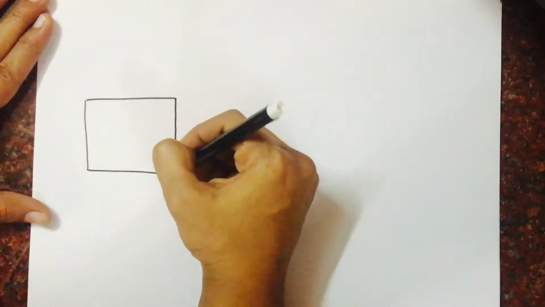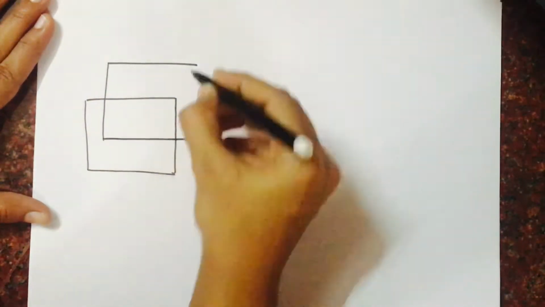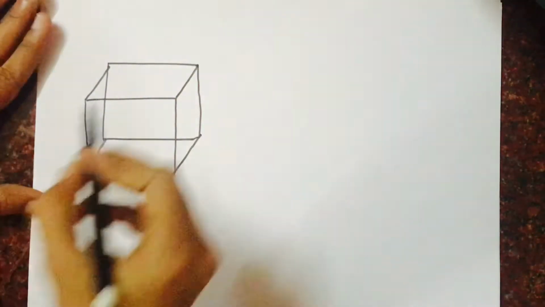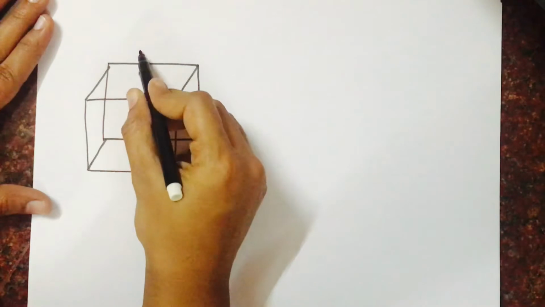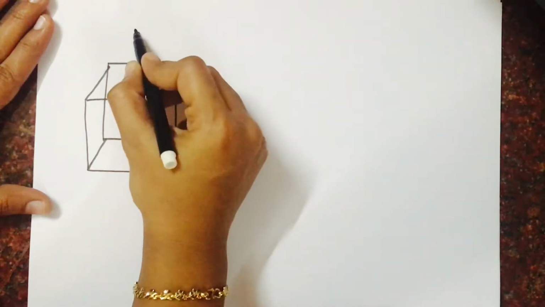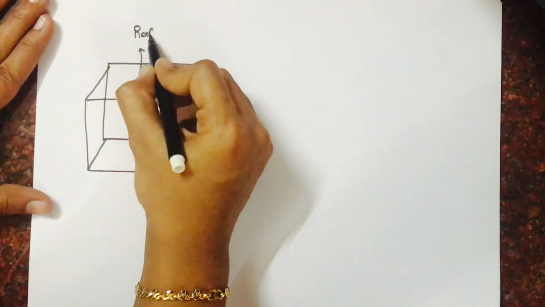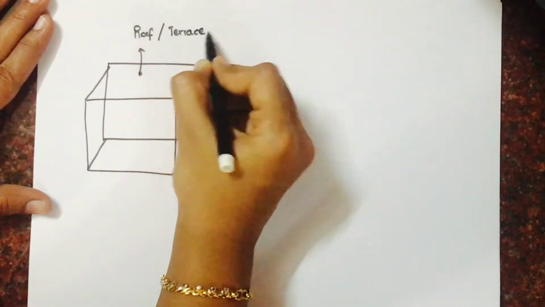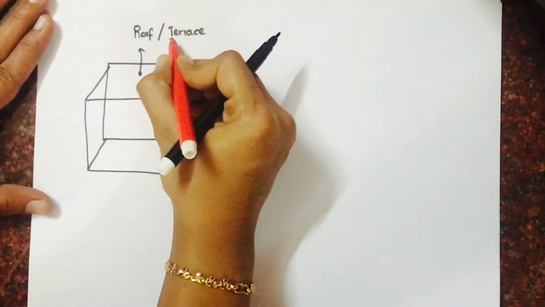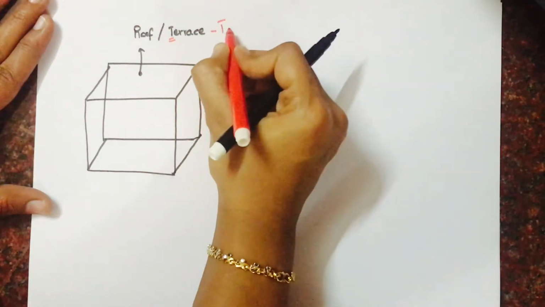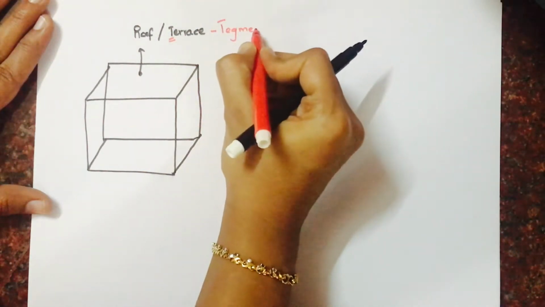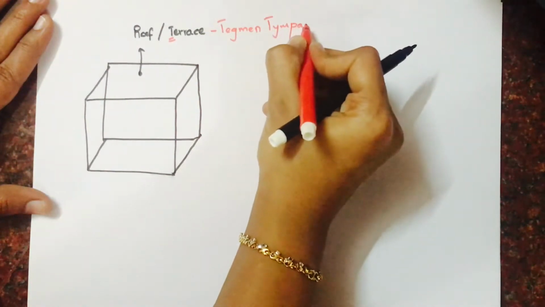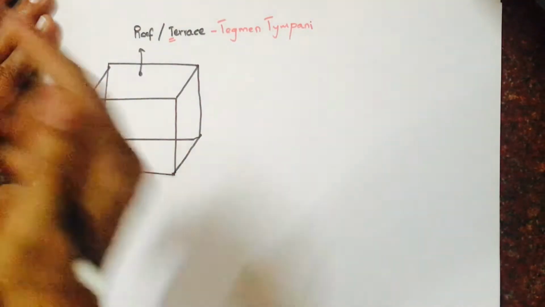Draw a cube, two squares slanting to each other, join the edges. Now the topmost surface is called roof, can also be called as terrace. The first letter T, this thin plate of bone is called tegmen tympani, which separates the middle ear cavity from the middle cranial fossa.